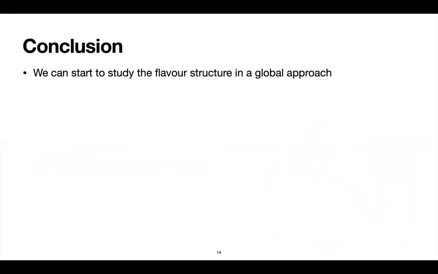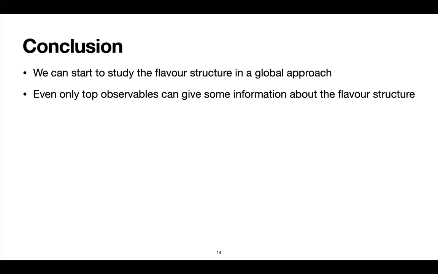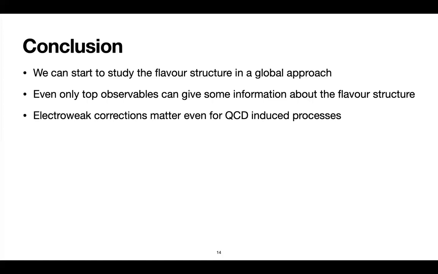All right, with that, let me conclude. We can now start to study the flavor structure in a global approach. And maybe a couple of very important takeaway points are that even the top observables alone can give us some information about the flavor structure, and electroweak corrections matter in top observables, even if the process is also QCD induced. And finally, there is still a lot to do. We need many more observables in order to have a truly global fit.